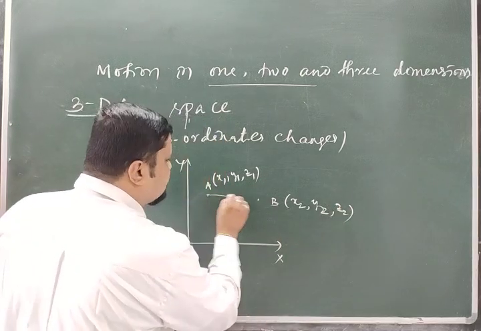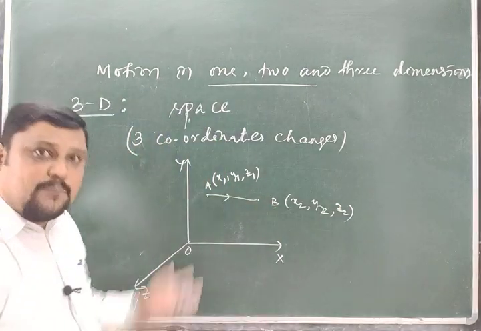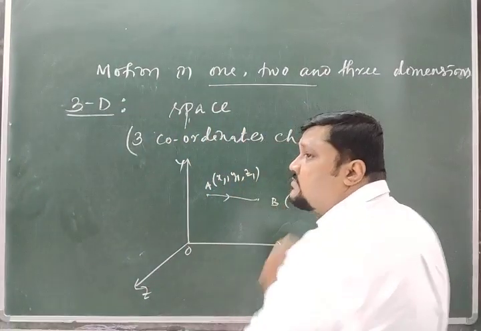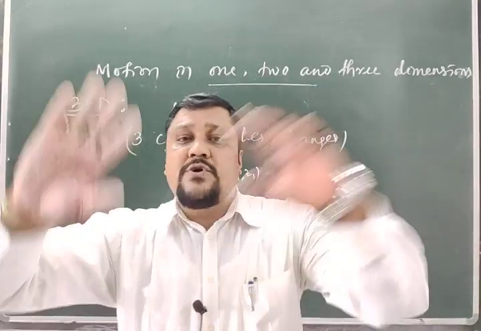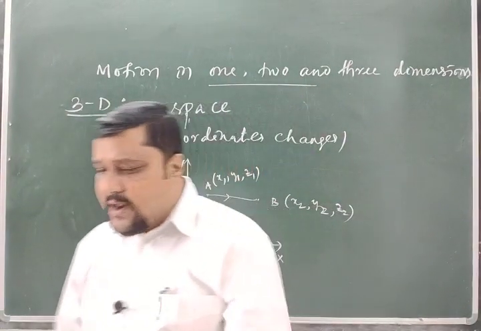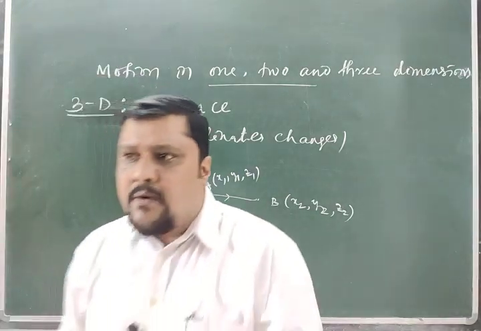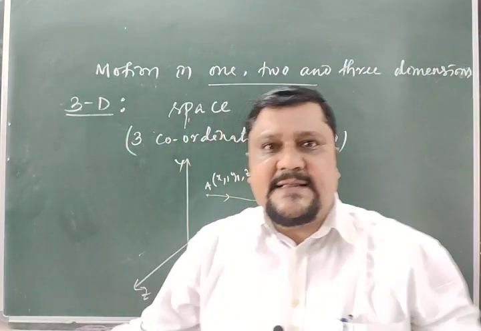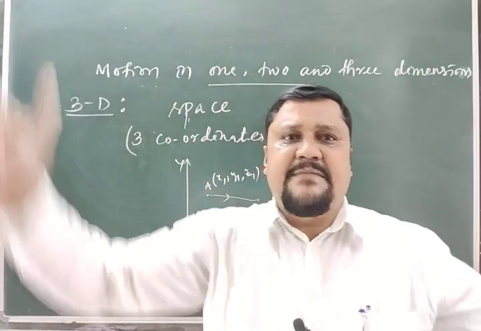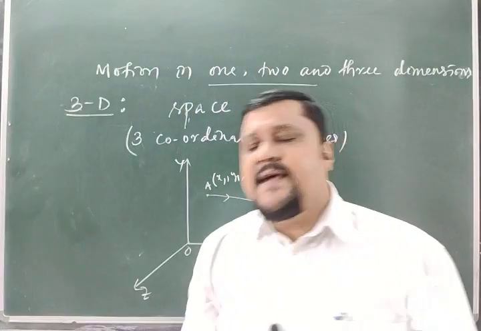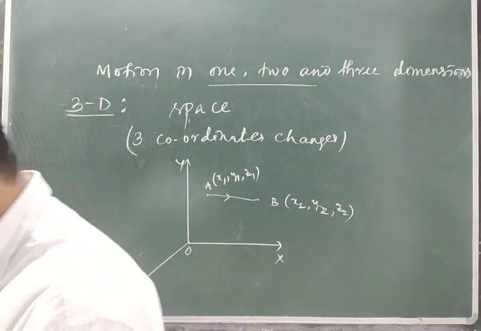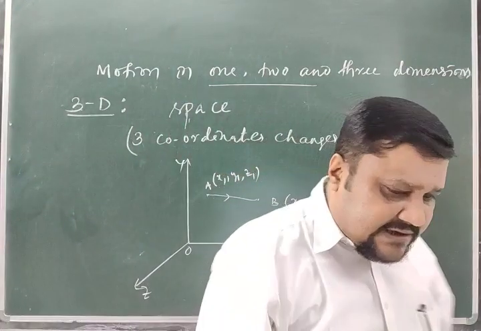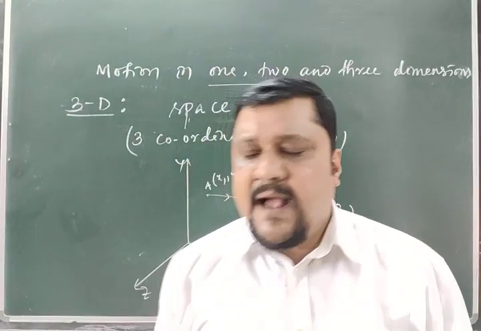So when the body moves from here to there in space, it is not possible to show the space motion on this board. So the motion in space is a three-dimensional motion. Examples: when kites are in the space, that is three-dimensional. A bird flying in space is a three-dimensional motion. Okay, so these are the different types of motion we discuss in our topic, kinematics.